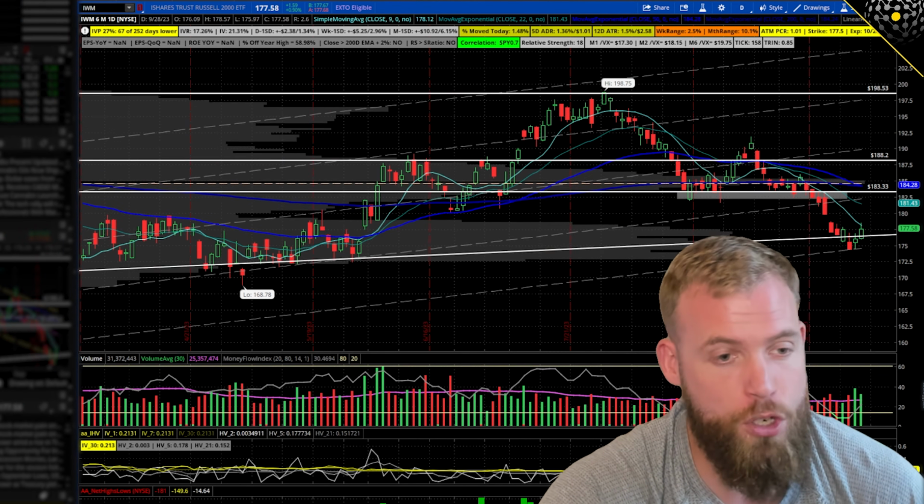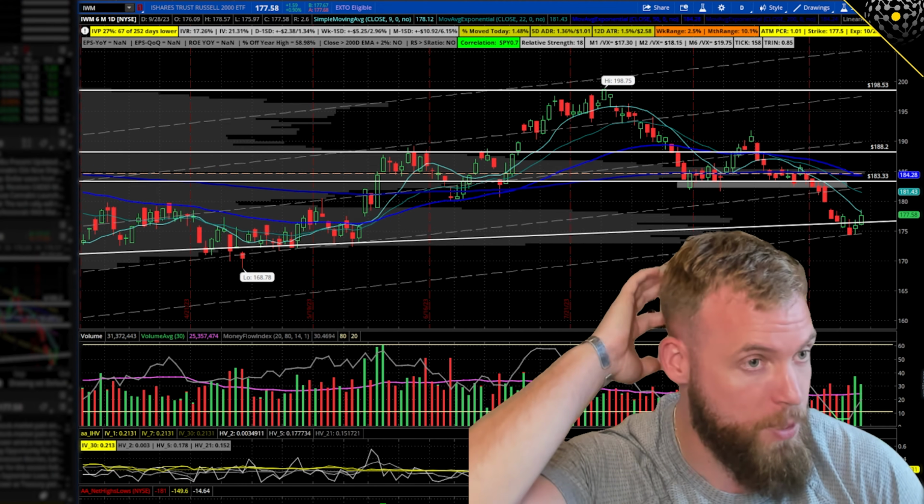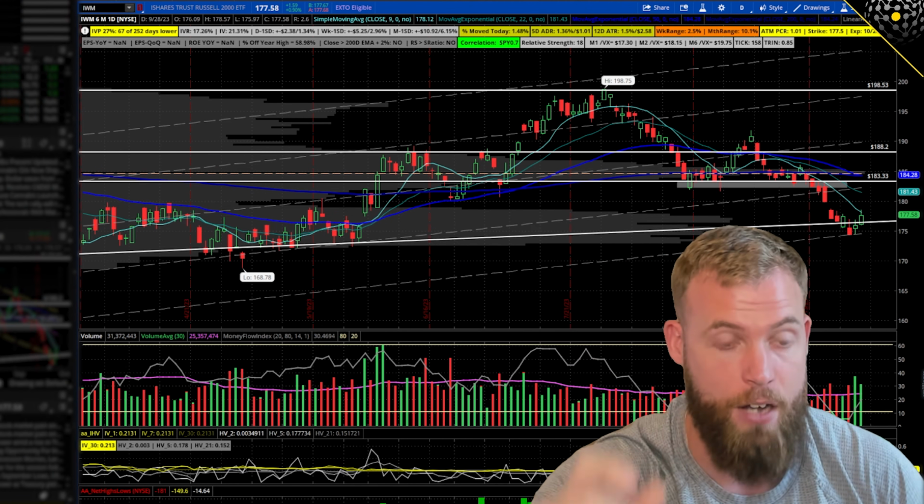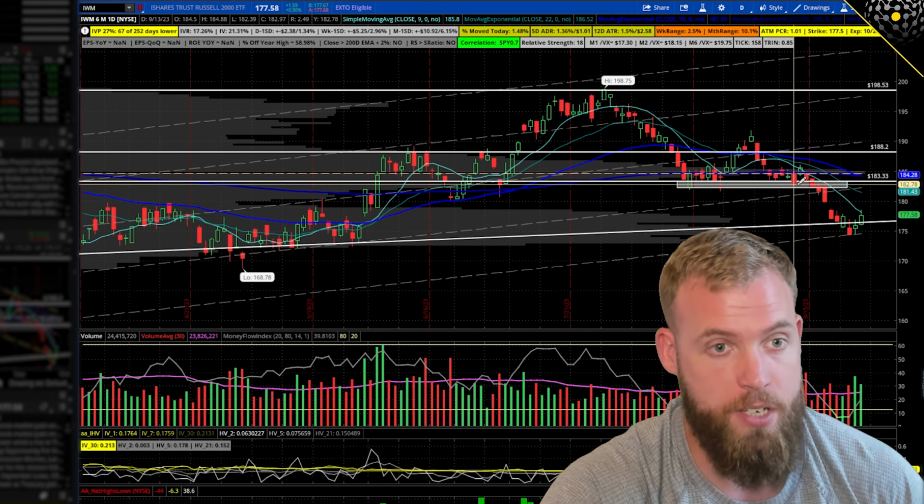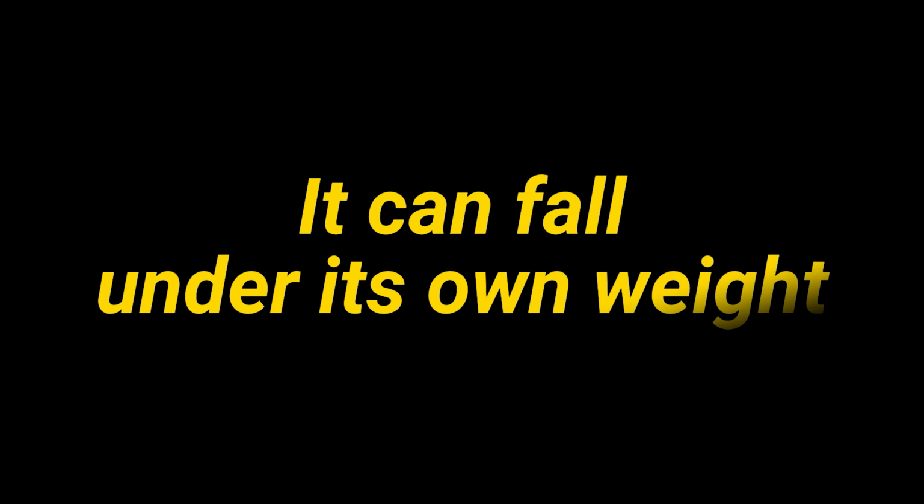Now, volume average is really just for context, and it helps me understand breakouts and breakdowns. The thing to know about price is that it can fall under its own weight.